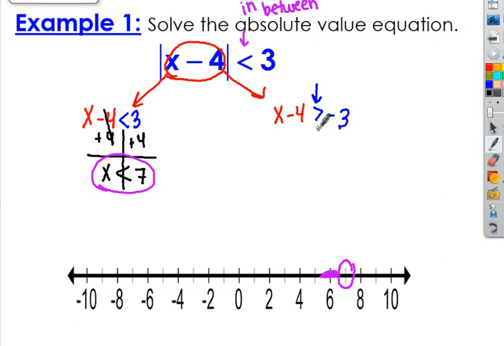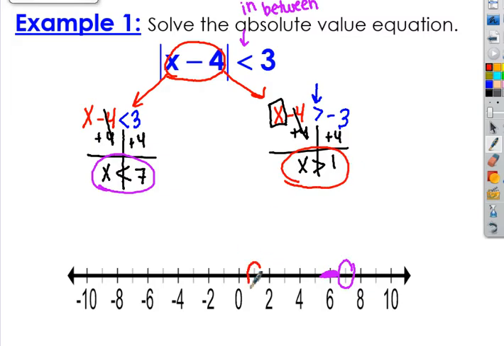For this one, I would try to get x by itself, so I'm going to add 4, add 4. This goes to 0, I'm left with x. This goes to 1, because negative 3 plus 4 is 1. And I didn't multiply or divide by a negative, so it's still greater than. That has not changed. So I'm going to have an open circle at 1, because it can't be equal to 1, and it's going to be everything bigger than that.